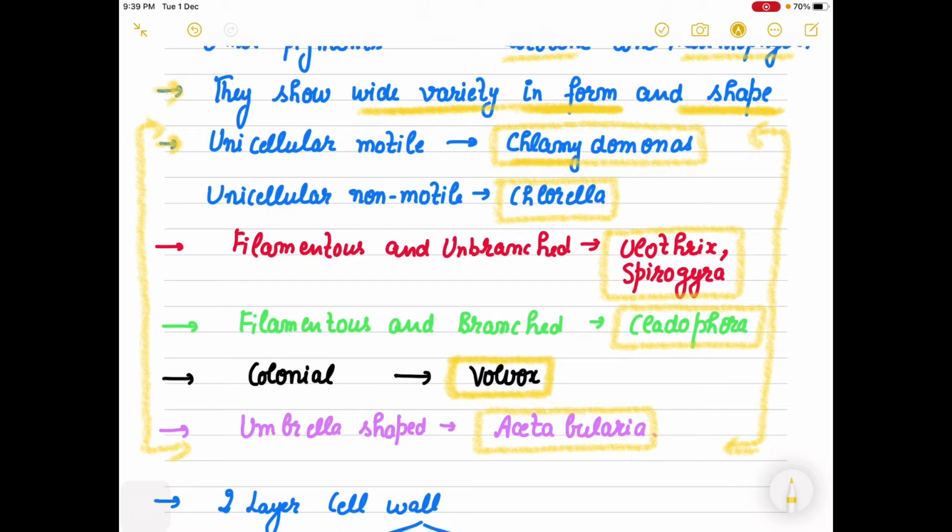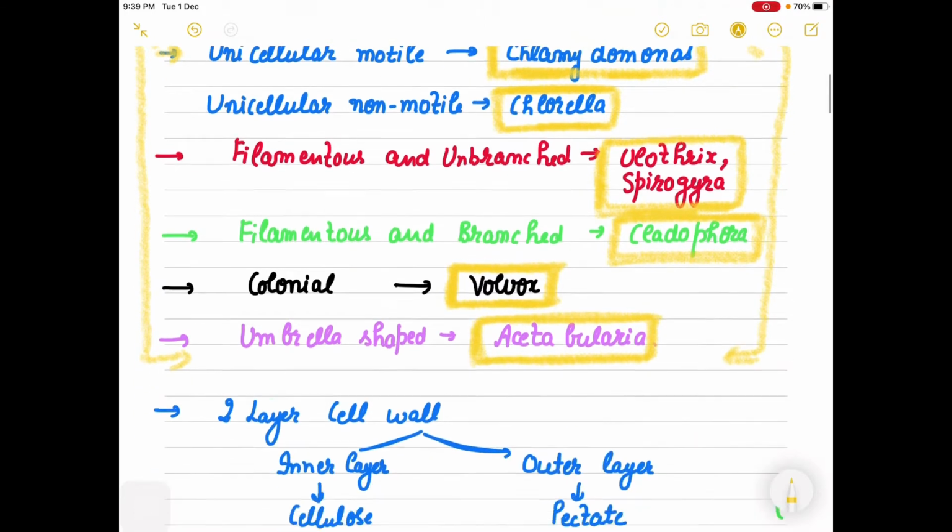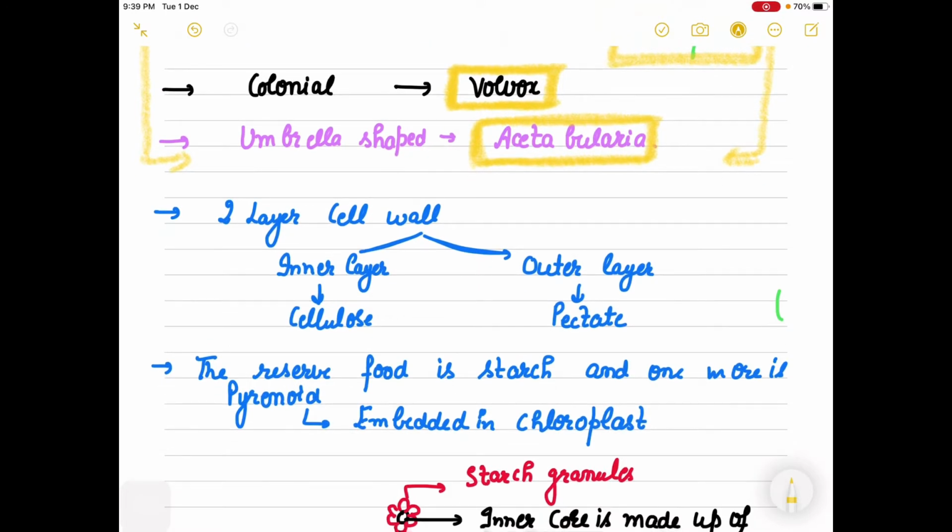Motile, unicellular, that is Chlamydomonas. Unicellular non-motile, that is Chlorella. Filamentous but unbranched, Ulothrix and Spirogyra. Filamentous and branched, that is Cladophora. And Volvox likes to live in colonies. Umbrella shaped structure, that is Acetabularia. Okay, so now let's talk about the general characteristics of these green algae.